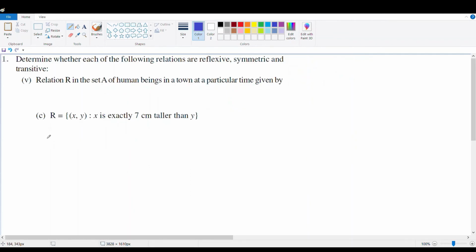So now in part C, we are given R equals X comma Y, where X is exactly 7 centimeter taller than Y. And we need to check whether that is reflexive, symmetric or transitive. So let's start with reflexive.